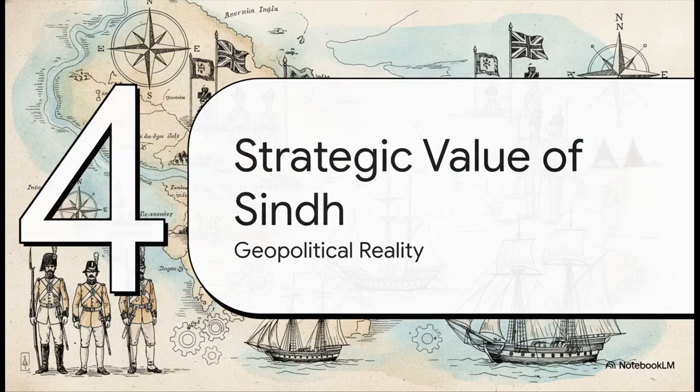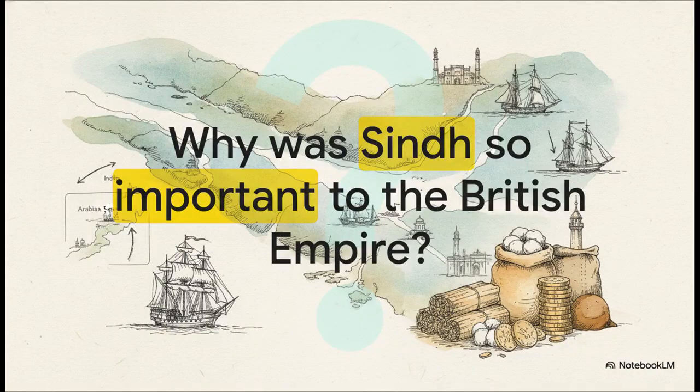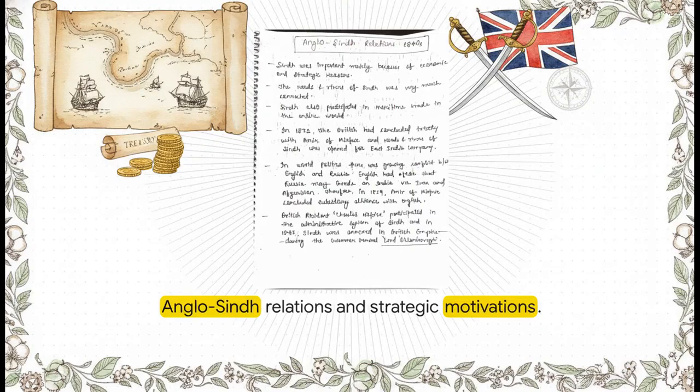environment. Section 4, the strategic value of Sind, looking at the geopolitical reality on the ground. So you might be wondering, why was Sind so incredibly important to the British Empire during this specific era? I mean, it wasn't just an arbitrary target on a map. Massive geographical and economic realities made this particular region an absolute, undeniable priority. If we look at the handwritten notes on Anglo-Sindh relations, they make the answers perfectly clear. They reveal the exact, documented economic and strategic motivations that put a giant target on Sindh's back.